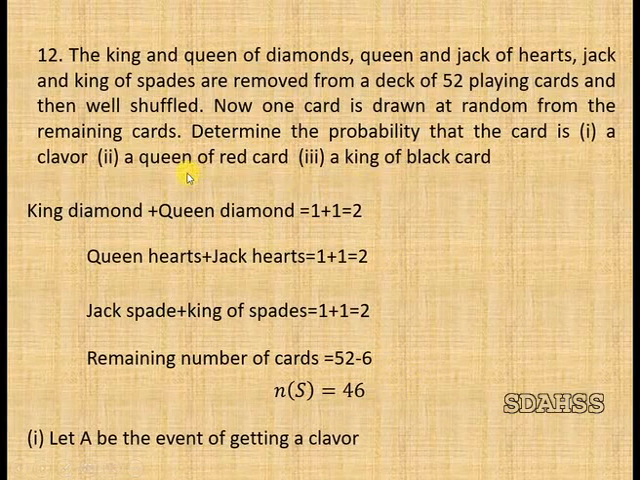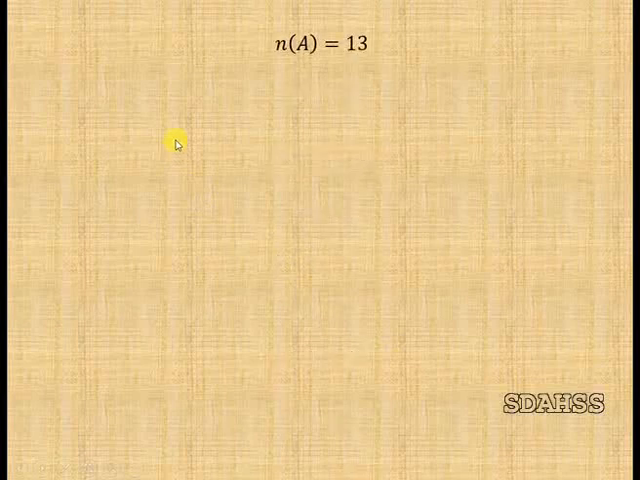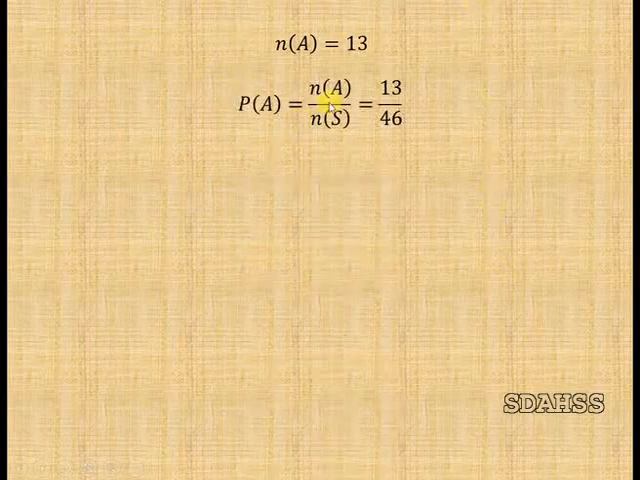Now we want to find the probability that the card is a club. Let A be the event of getting a club. Club is 13, n of A is equal to 13. Then P of A is equal to n of A by n of S, which is equal to 13 by 46.